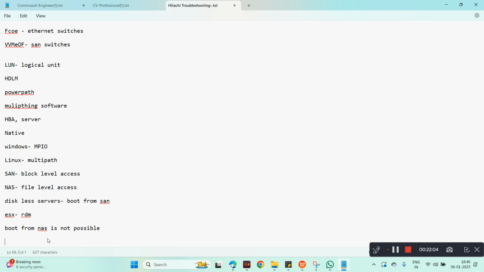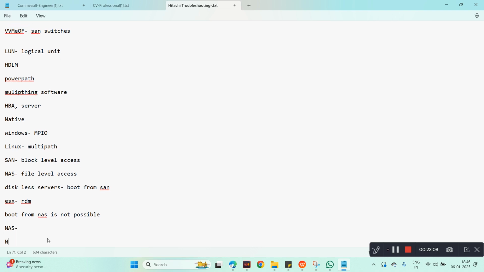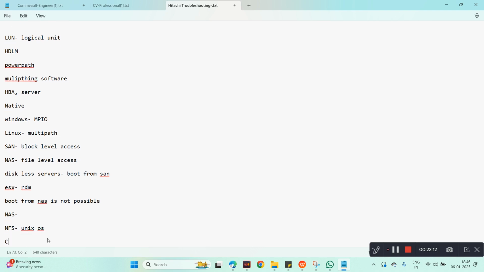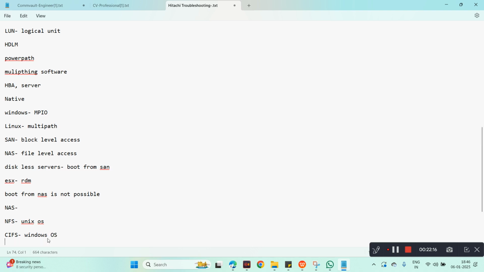So this is something there. And for NAS, what protocols are they having? NAS uses NFS, which is for Unix operating systems, and CIFS, which is for Windows operating systems, okay?